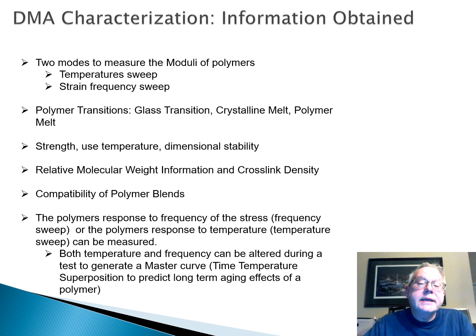Information obtained by DMA characterization includes polymer transitions, strength and use temperatures, relative molecular weight information and cross-link density, and the compatibility of polymer blends. If two polymers are mixed, if they display a single Tg, they're usually compatible. It should be noted that you can operate in two modes, a temperature sweep or a strain frequency sweep, to obtain this information. But if they're used together, you can generate a master curve to accomplish time temperature superposition, which is used to predict the long-term aging effects of a polymer.